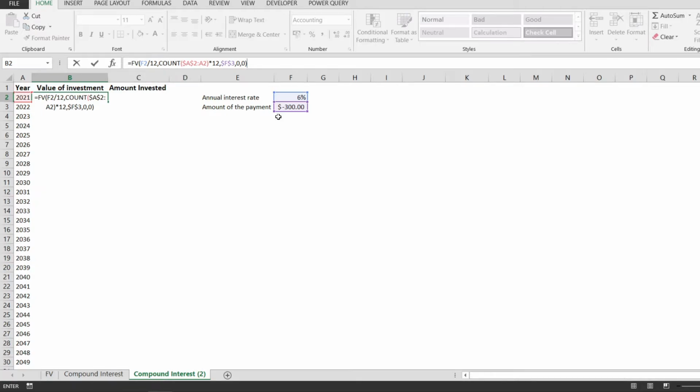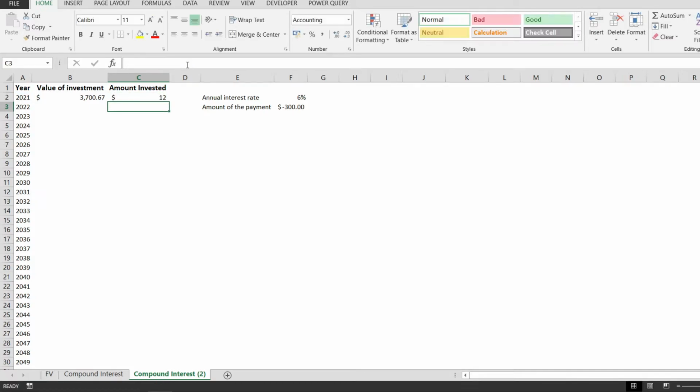I'm going to close the parentheses and hit enter, and after the first year our money compounds to $3,700, and the amount that we invested, it is count of A2. Also, we're going to make this first value of the range an absolute parameter, and we're going to multiply this with 12 because we have 12 months obviously, and also with the amount of money that we invest. And we're also going to multiply this with -1 so that we have a positive number. In the first year, our money compounded to $3,700.